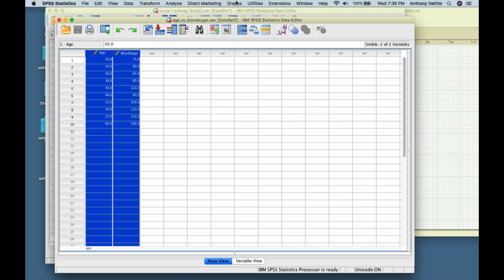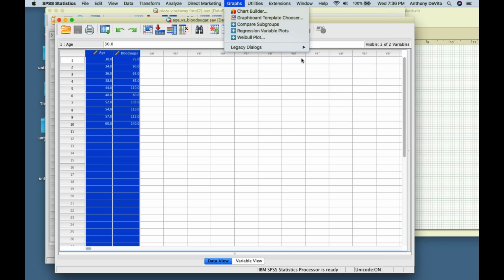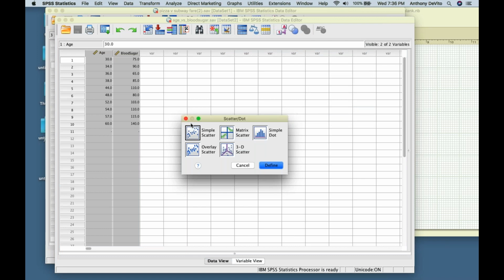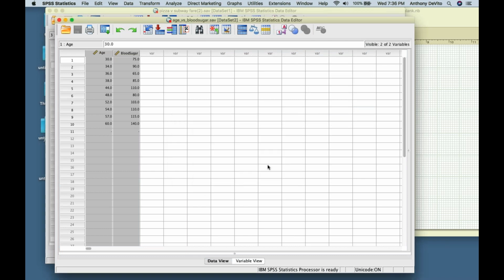What do you guys think? What did we do before? Well, we're going to graph it, right? Graph, legacy dialog, scatter dot. Okay, so I'm going to click on scatter dot and say define.